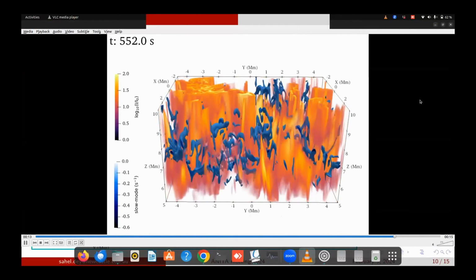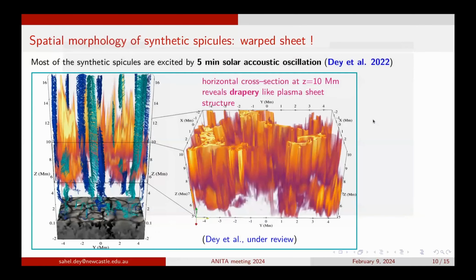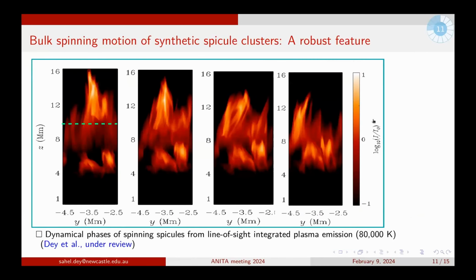Now if I just show you a line-of-sight integrated simulation image in this direction, it looks like this. It retains these spike-like structures, because whenever you integrate it, whenever you have multiple folds of this plasma sheet, it becomes brighter and retains these spike-like structures.